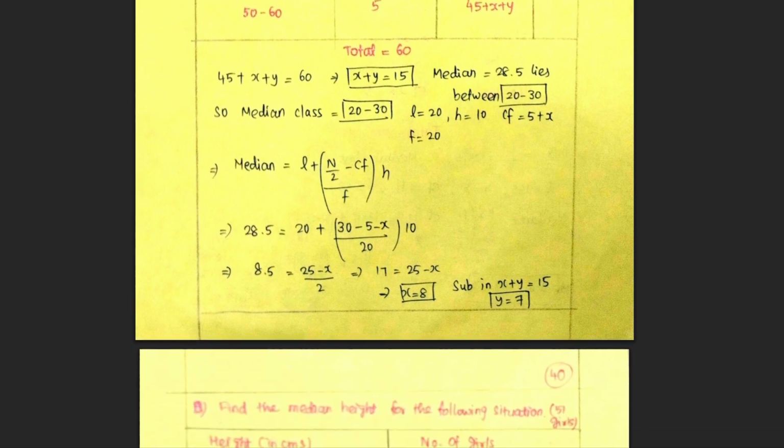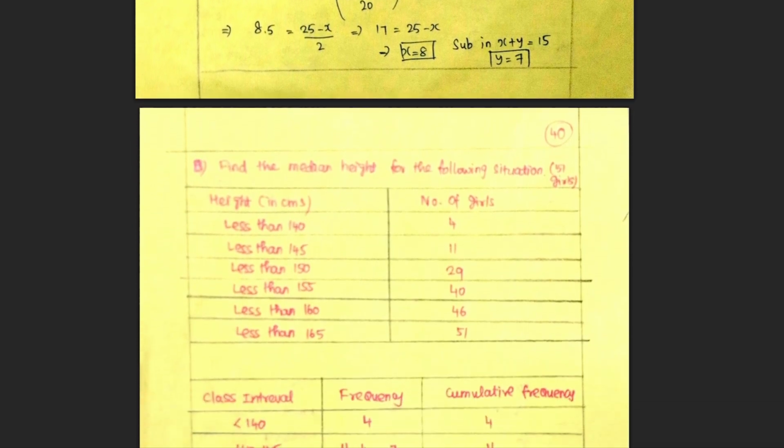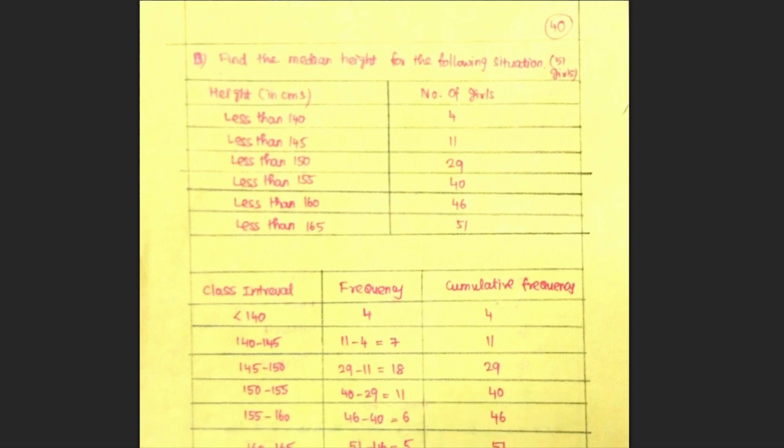Simple question. And yeah, the last model of question I have selected. Here, a very important question. Find the median height for the following situation: less than 140, less than 145. For less than type of questions, I will now explain how to find the median. Carefully you have to note that the total value is 51. That is 51 comes here. Actually it is not the frequency. Here people will get confused. It is not the frequency, it is a CF.